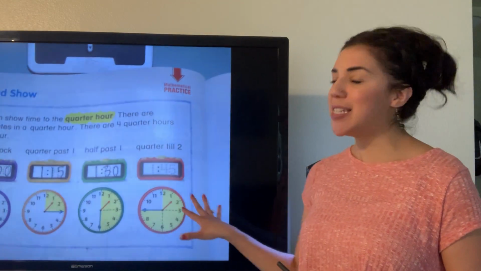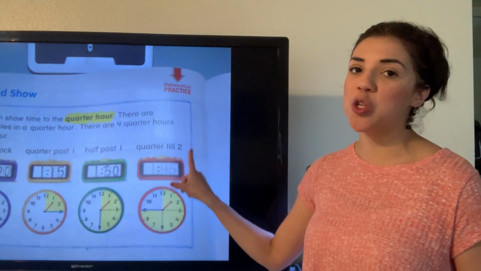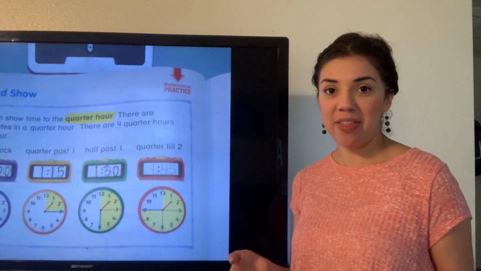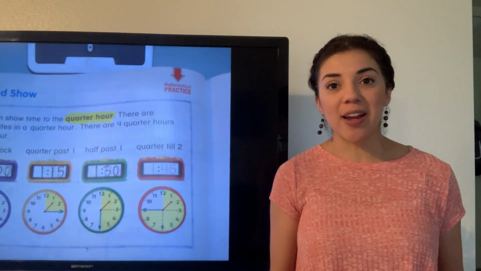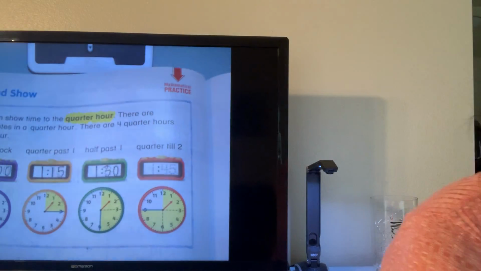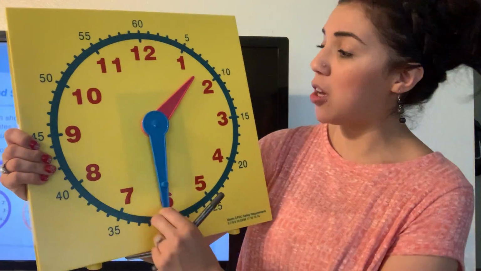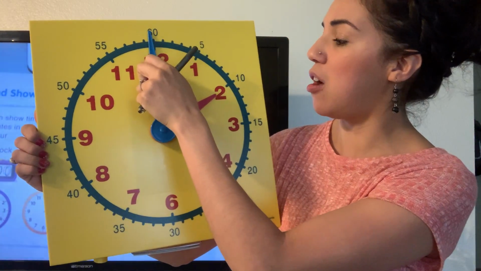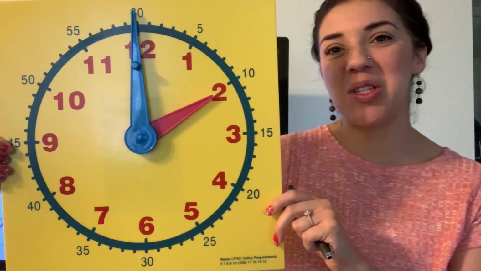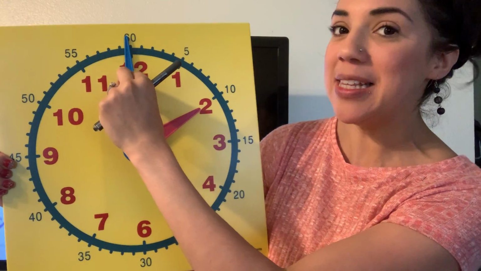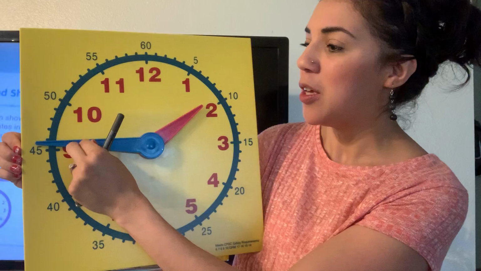And then our last digital clock says 1/4 till 2, which you're going to see in this math lesson. We know that 1/4 is 15 minutes, okay? If we want it to be 2 o'clock, there we have 2 o'clock, but it's not quite 2 o'clock yet, right? It's 1/4 until it's 2 o'clock. And so we're going to have to work backwards.